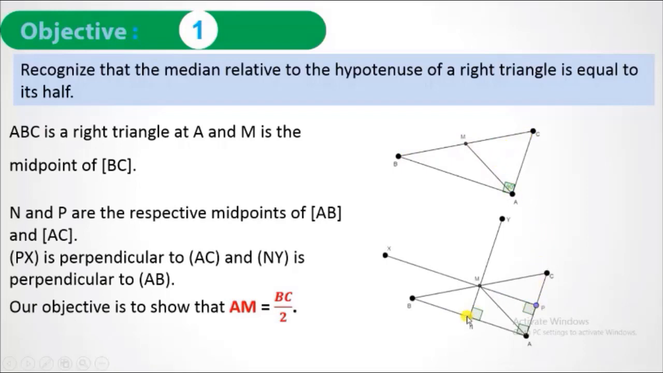N and P are the respective midpoints of AB and AC. So P is the midpoint of AC, and N is the midpoint of BA. PX and NY are the perpendiculars to AB and AC respectively. Our objective is to show that AM is equal to BC over 2.